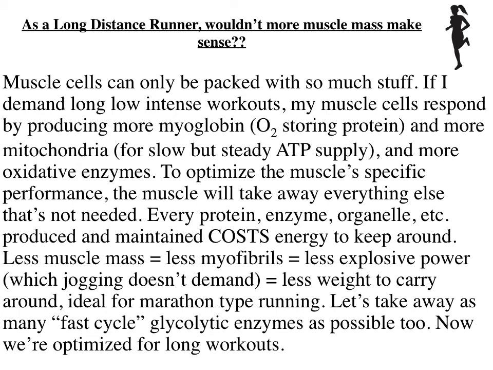Less muscle mass means less myofibrils, and less myofibrils means less explosive power, which jogging doesn't demand. When you go for a marathon, you don't need the immediate explosive power, which means you don't need so many myofibrils, which means you can have less muscle mass and less weight to carry. That's ideal for marathon running. So it makes sense to take away as many fast-cycle glycolytic enzymes as possible and get rid of them. Now we're optimized for long workouts.